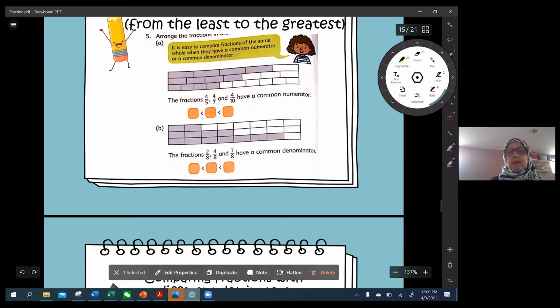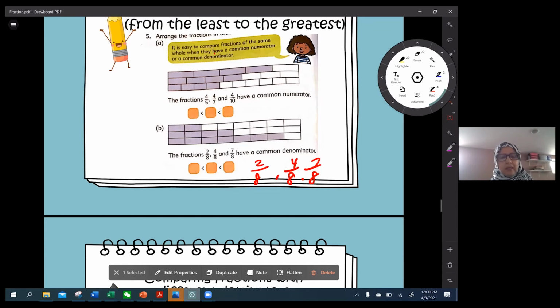Right, so this is much easier, right? Because you cut them into the same sizes, right? The more pieces you have, definitely the bigger it is, right? Okay, are we good? Are we good with comparing fractions with the same denominator?